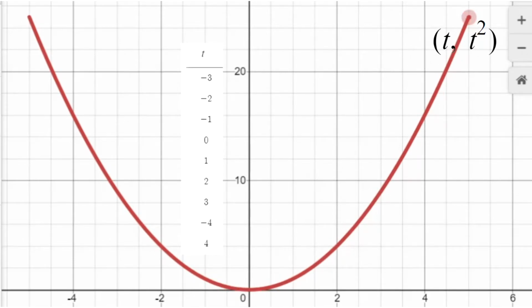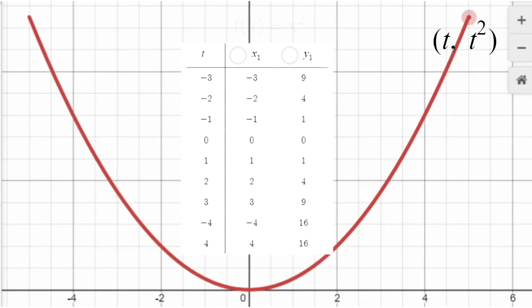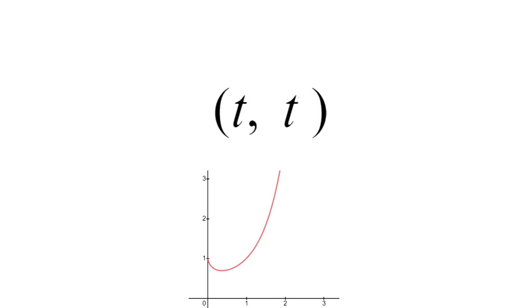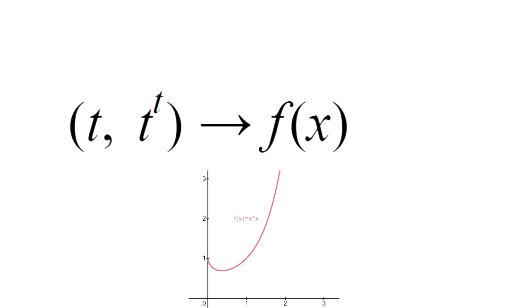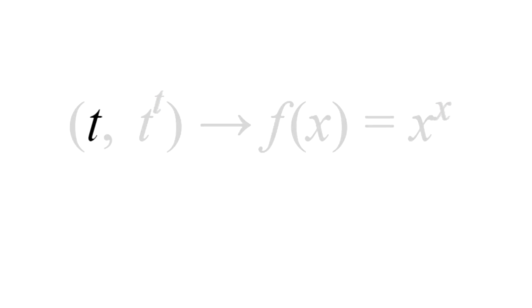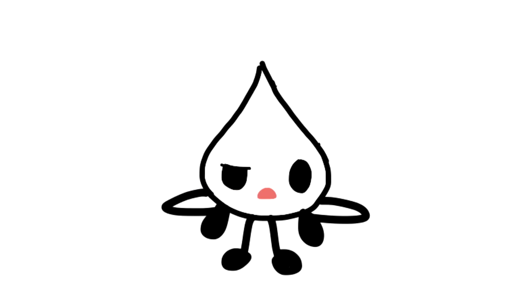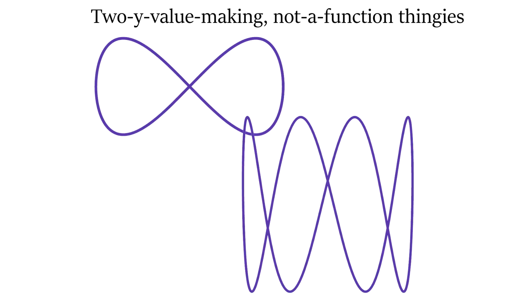When we set different values of t here, we will get a table of values similar to f of x equals x squared, because in a way, we can also express the function as f of t equals t squared, because x equals t. Same happens for example, t to the power of t, which is just f of x equals x to the power of x, because the x coord is just t, making x equals t. So the function can also be f of t equals t to the power of t. However, this is not new ground for us to cover. No pun intended. What we're here for are the two y value making, not a function thingies.